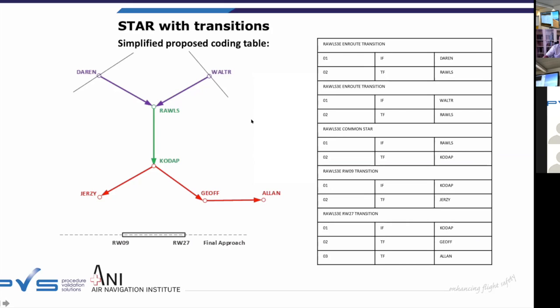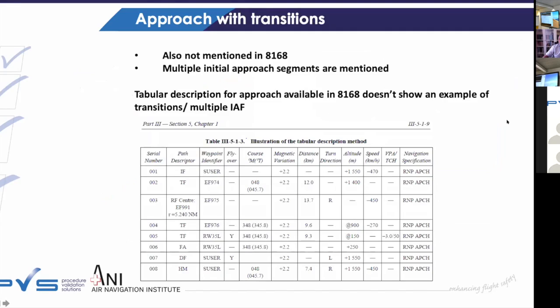This is again an example of a coding table. How would you split the 4 stars into a common star and the en route and runway transitions? And it's the same as it was in SIDs. You have the common, this is the common part again, and this is the coding of the common part. And then you have the en route transitions, either Walter or Darren, and then you have the runway transitions, either Allen or Jersey.